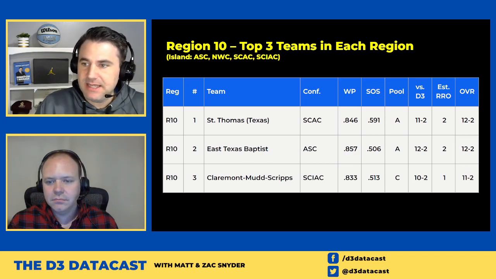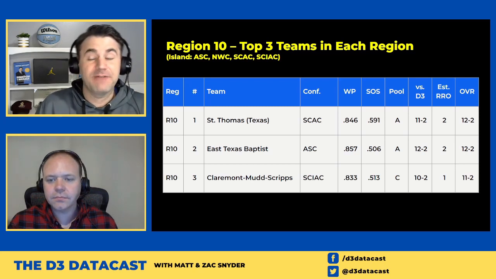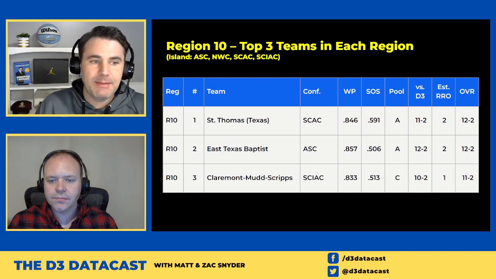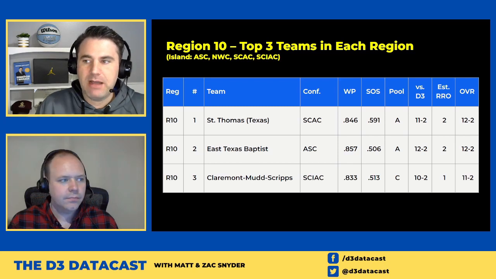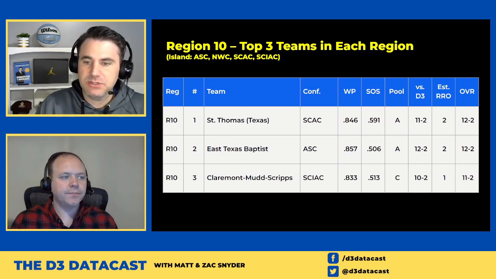The next spot, East Texas Baptist, .857 and a .506 strength of schedule. So strength of schedule is starting to get a little bit low here. Two ranked wins for East Texas Baptist, one over Mary Hardin-Baylor and one over Redlands. I don't think they're in position to host right now, mostly looking at that SOS. I think that'd be too low to put them in that top 16 mix.